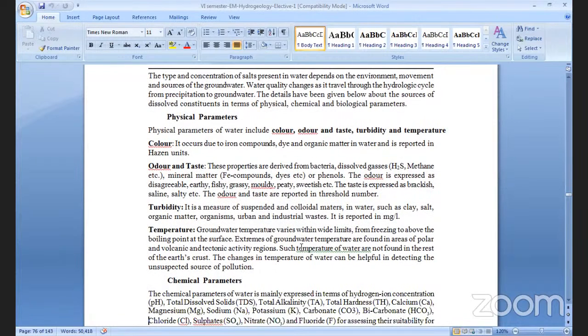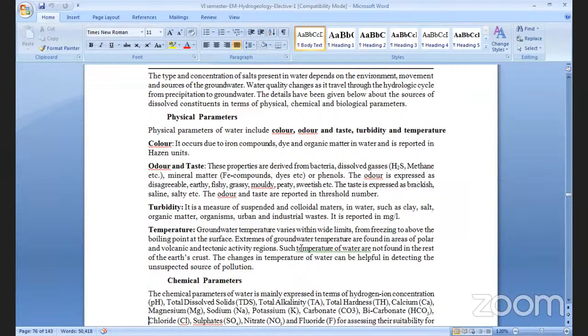When you come to the physical parameters of water, they include color, odor, taste, turbidity, and temperature. These are all the physical parameters. Color is what we see in the water. It looks like the normal color, blue, or actually it is colorless also sometimes.